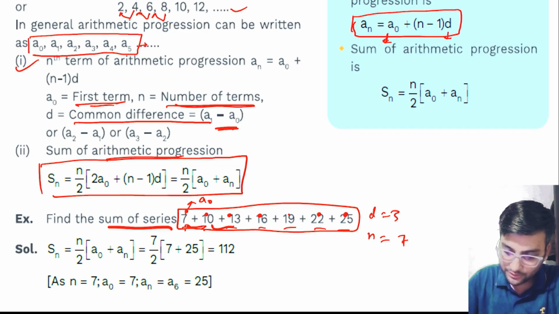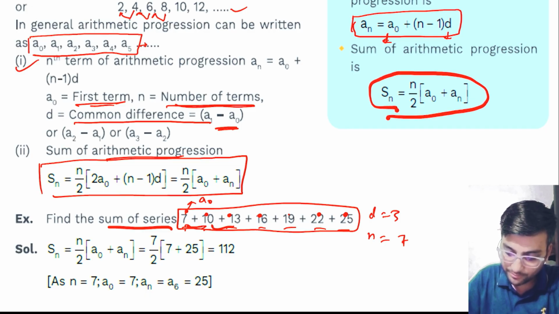So we are putting in this value and applying this Sn formula here. First term 7 plus the last term 25, and the value comes to 112, as given to you here.